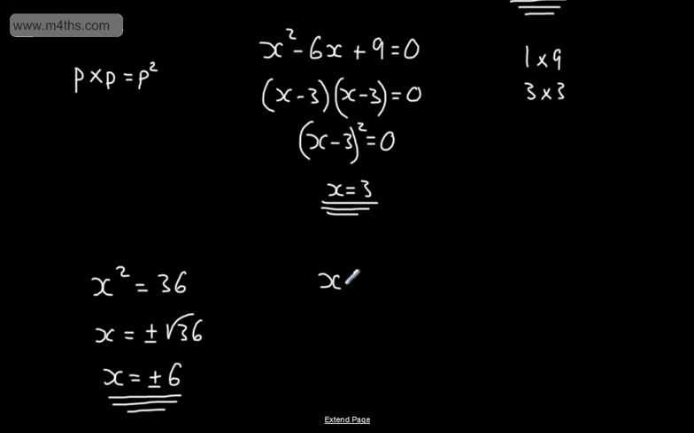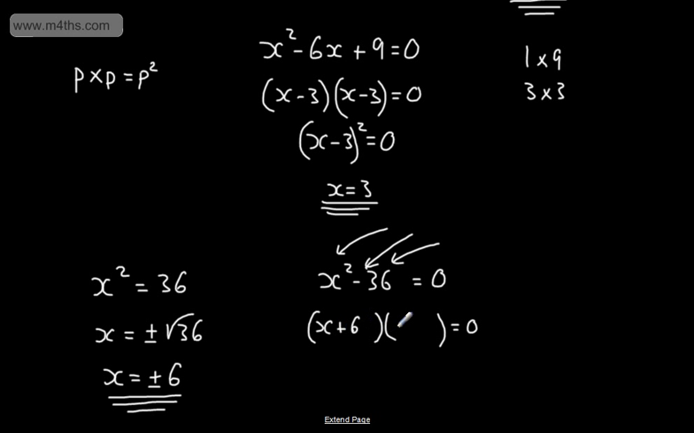So I can rewrite this as x squared minus 36 is equal to 0. This is a square number, this is a square number, and this is a difference. Difference means subtract. When I have this, I can write this as 2 brackets, and we could write this now as x plus 6, x minus 6.